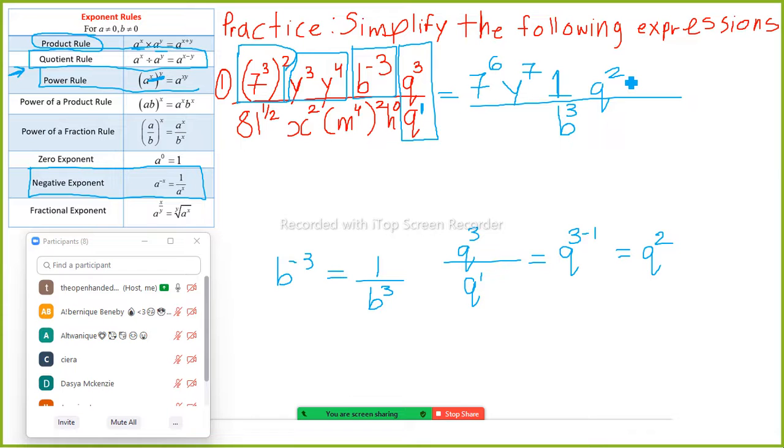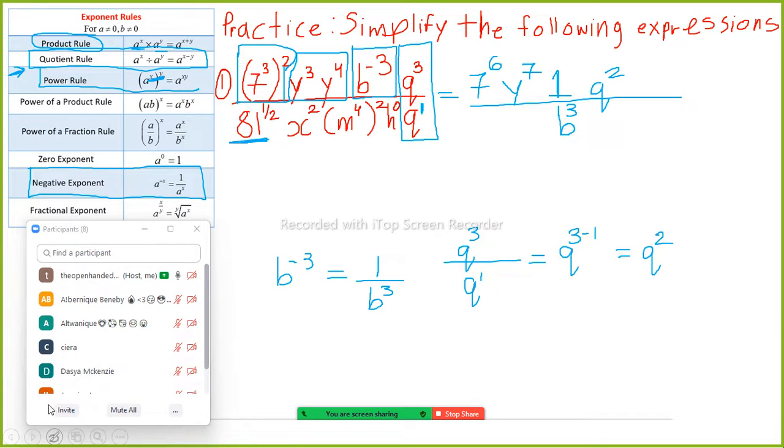Good. Now we have 81 to the power of a half. So what rule can I use for this one? 81 to the power of a half.